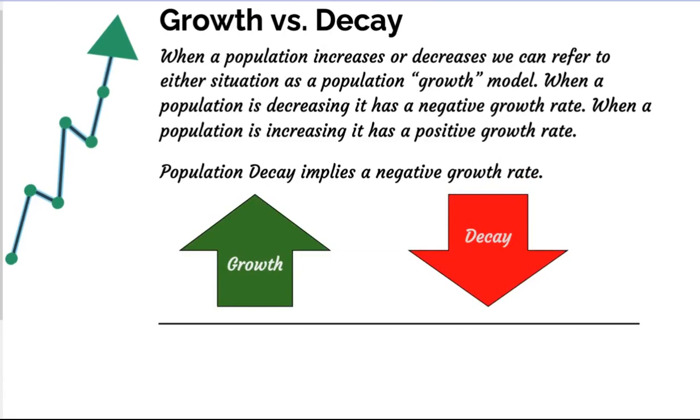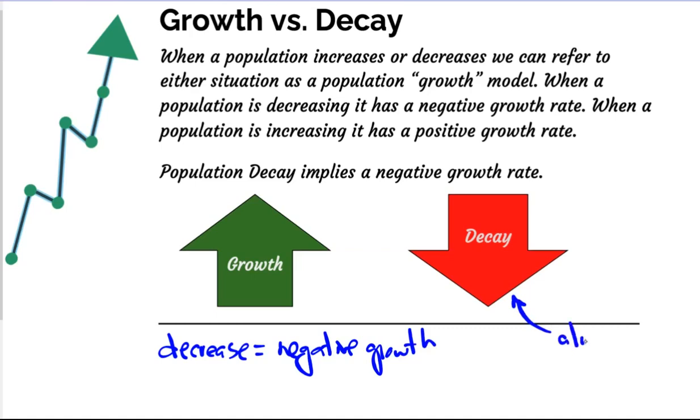So we used to use the word decay. Decay is still used, but in population growth, the word growth is used to describe increase or decrease. A decrease would be negative growth. But decay always means decline.